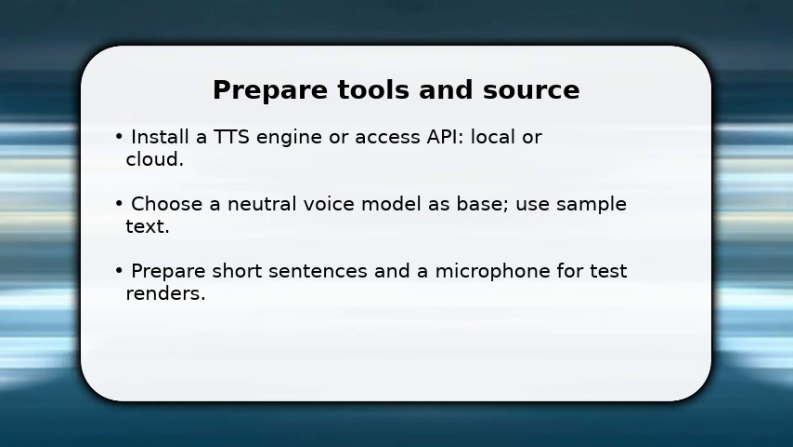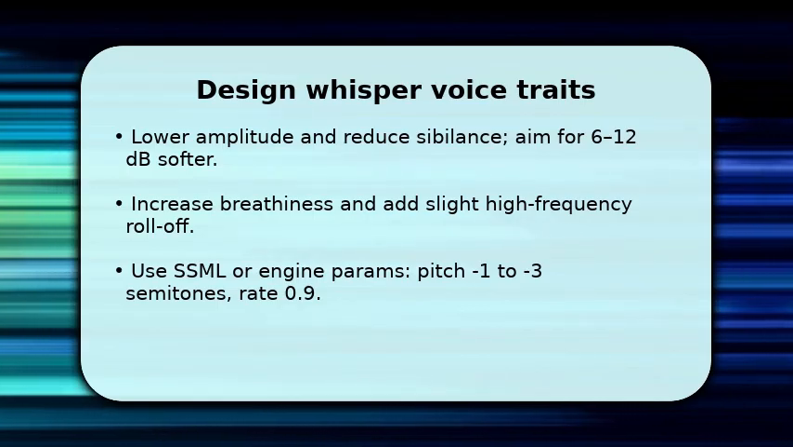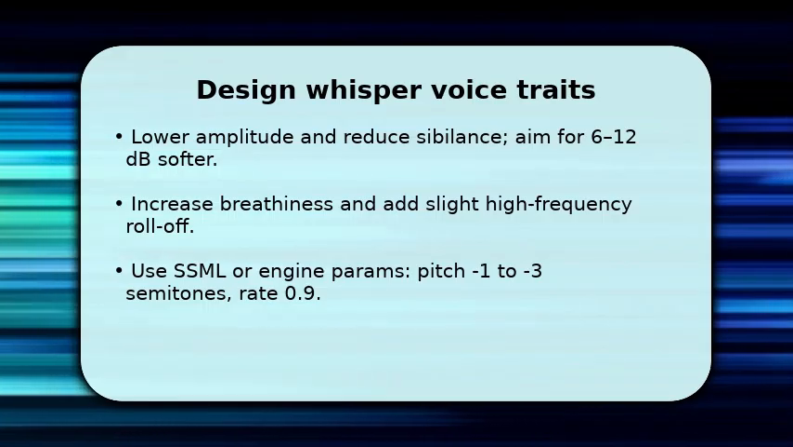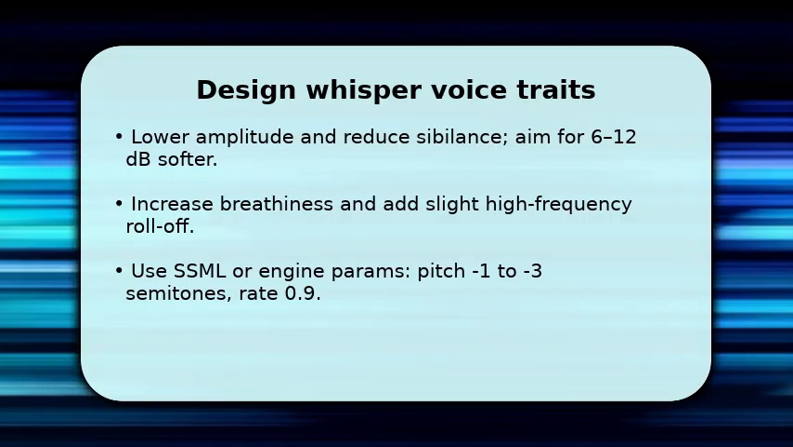Now shape the voice. Reduce overall amplitude by roughly 6 to 12 dB so the output reads as intimate, and soften sibilant consonants to avoid harshness. Increase breathiness by blending in a low-level noise layer or enable breath synthesis in the engine. Apply a gentle high-frequency roll-off with an EQ and lower pitch by 1 to 3 semitones while slowing rate to about 0.9. These changes create the characteristic close, airy delivery you want.